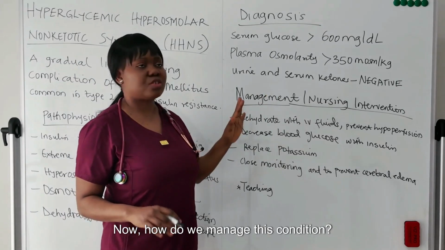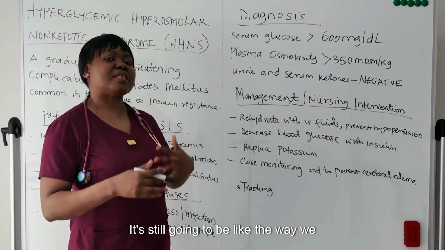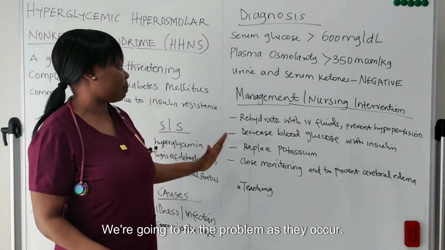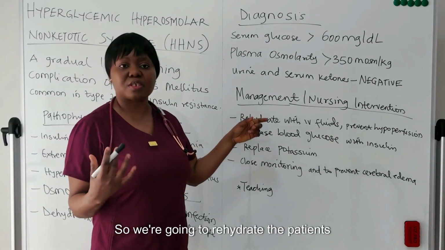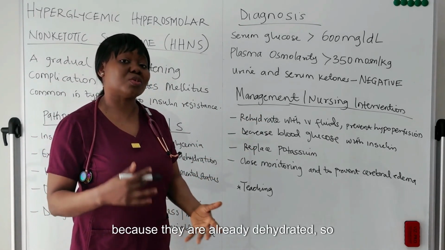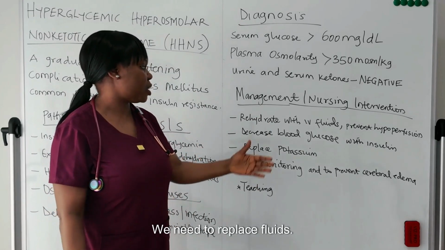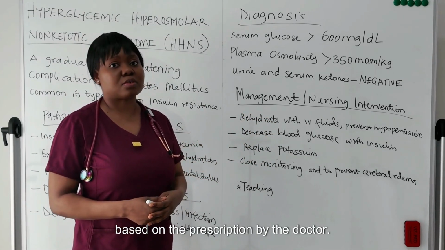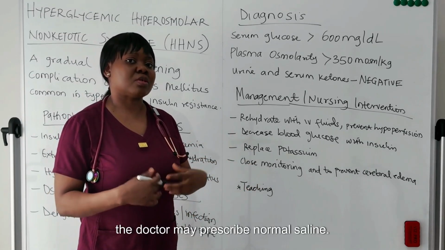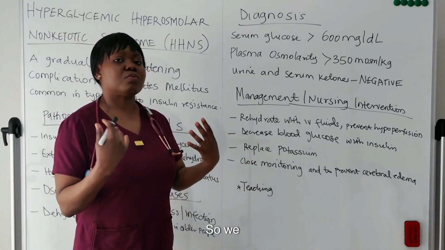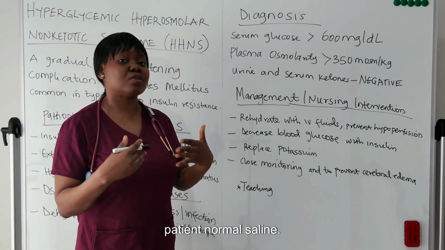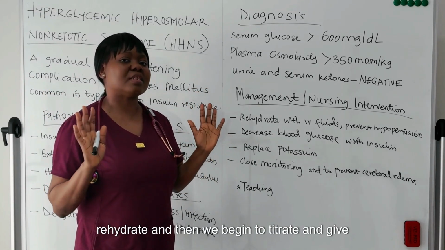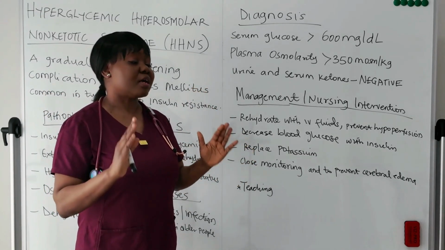Now, how do we manage this condition? It's still going to be like the way we manage DKA. We are going to fix the problem as they occur. So we're going to rehydrate the patient because they're already dehydrated, so they need fluids. We need to replace fluid. We place them on isotonic solution based on the prescription by the doctor. So the doctor may prescribe normal saline. We load the patient, we begin to give normal saline, but first we give a bolus to quickly rehydrate, and then we begin to titrate and give gradually.